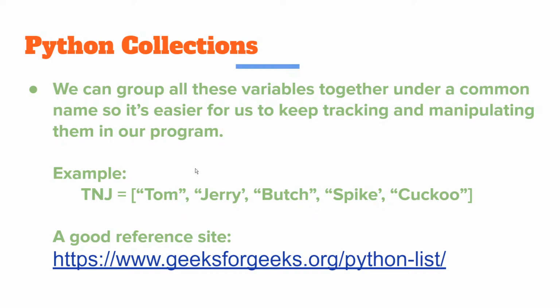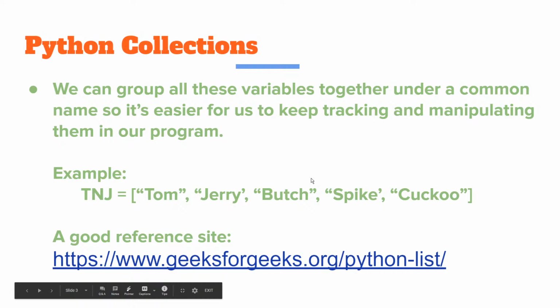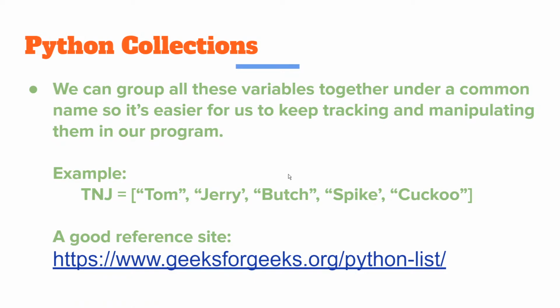So here's an example. You have this collection, and it has all of these variables in it. So now, if, say, you wanted to access some of these, then all you would need to do is say print tnj, and it would give you all of these, and you would know, oh, I have all of these variables. Okay, now that I have all these variables, I know I can do XYZ with them.